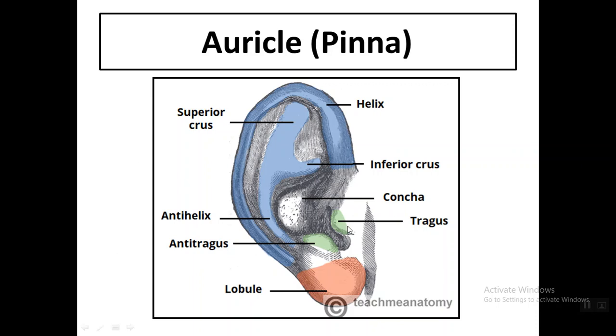Immediately anterior to the external acoustic meatus there is an elevation of cartilage called the tragus. Opposite to the tragus, another elevation of cartilage is called the antitragus. In between these two elevations of cartilage, the notch is called the intertragic notch. So these are the parts of the auricle.